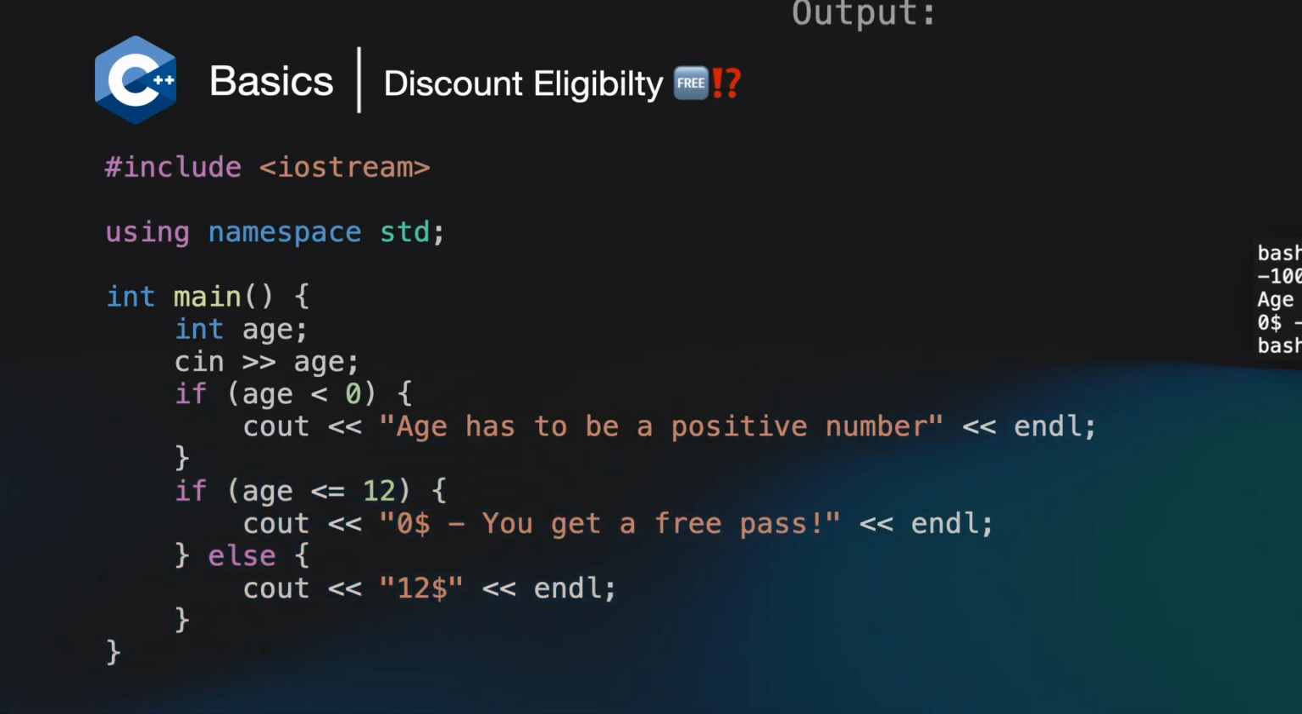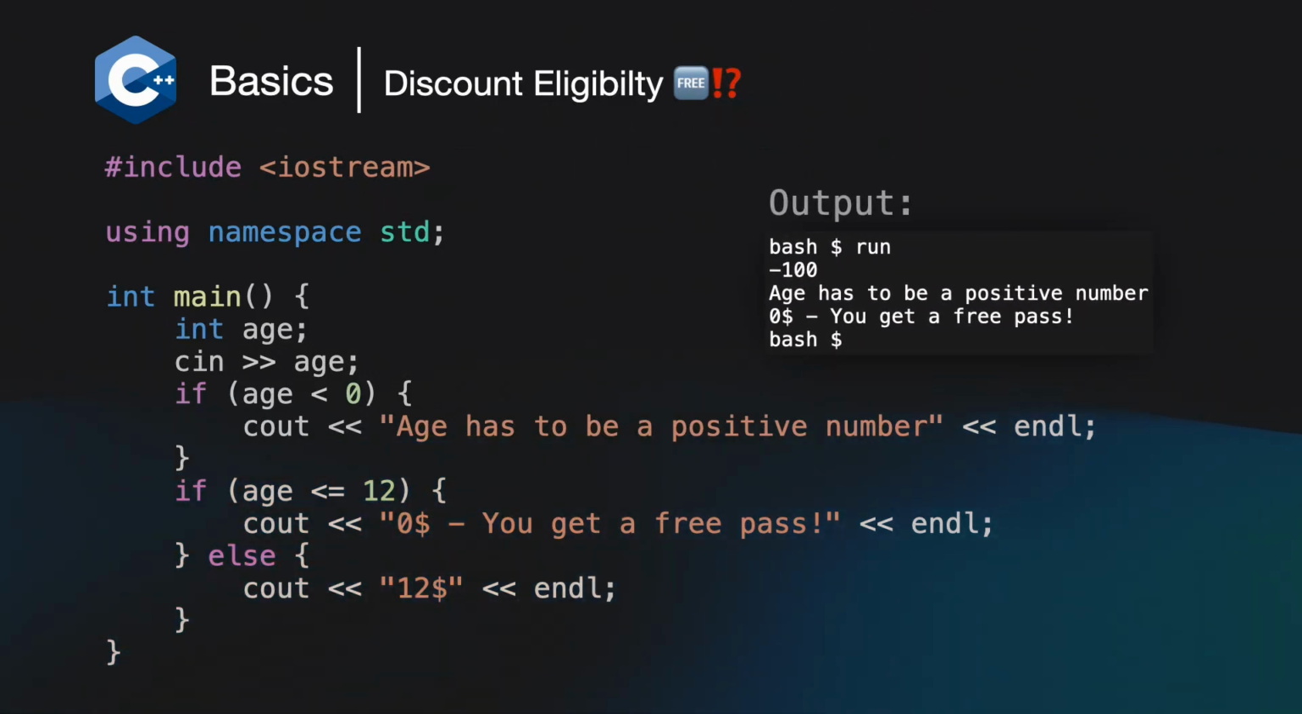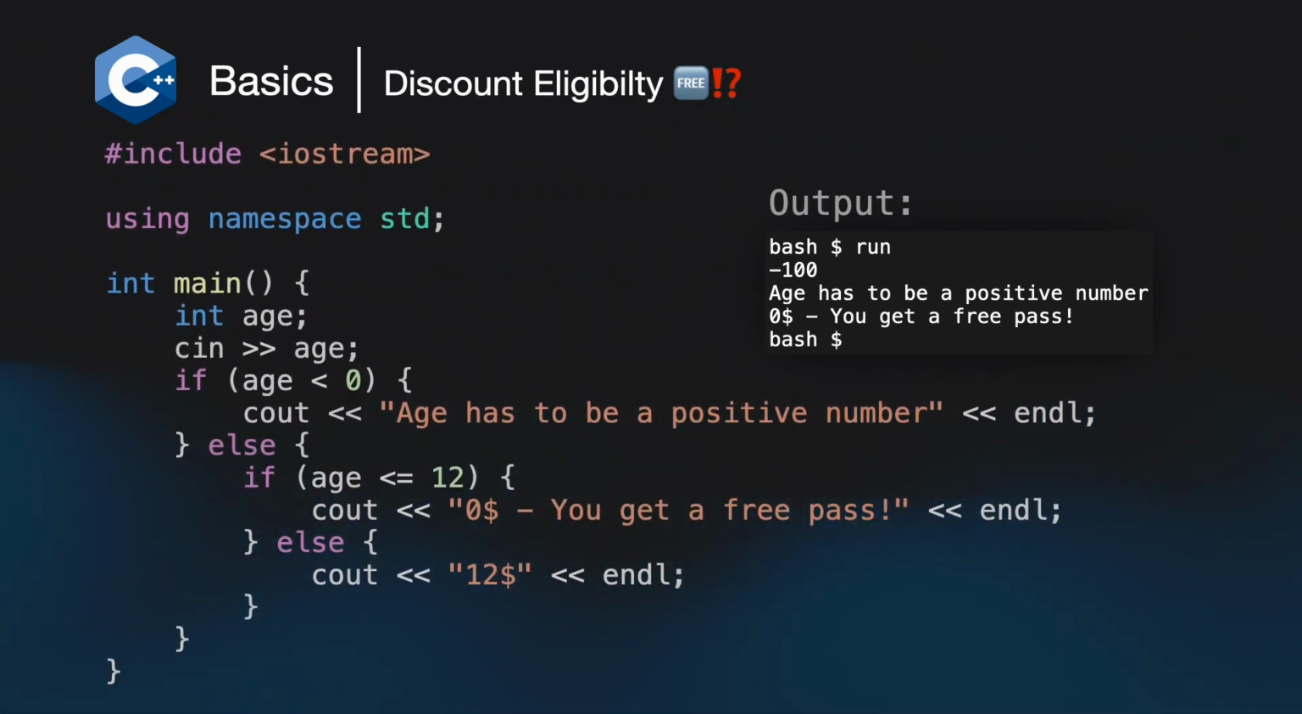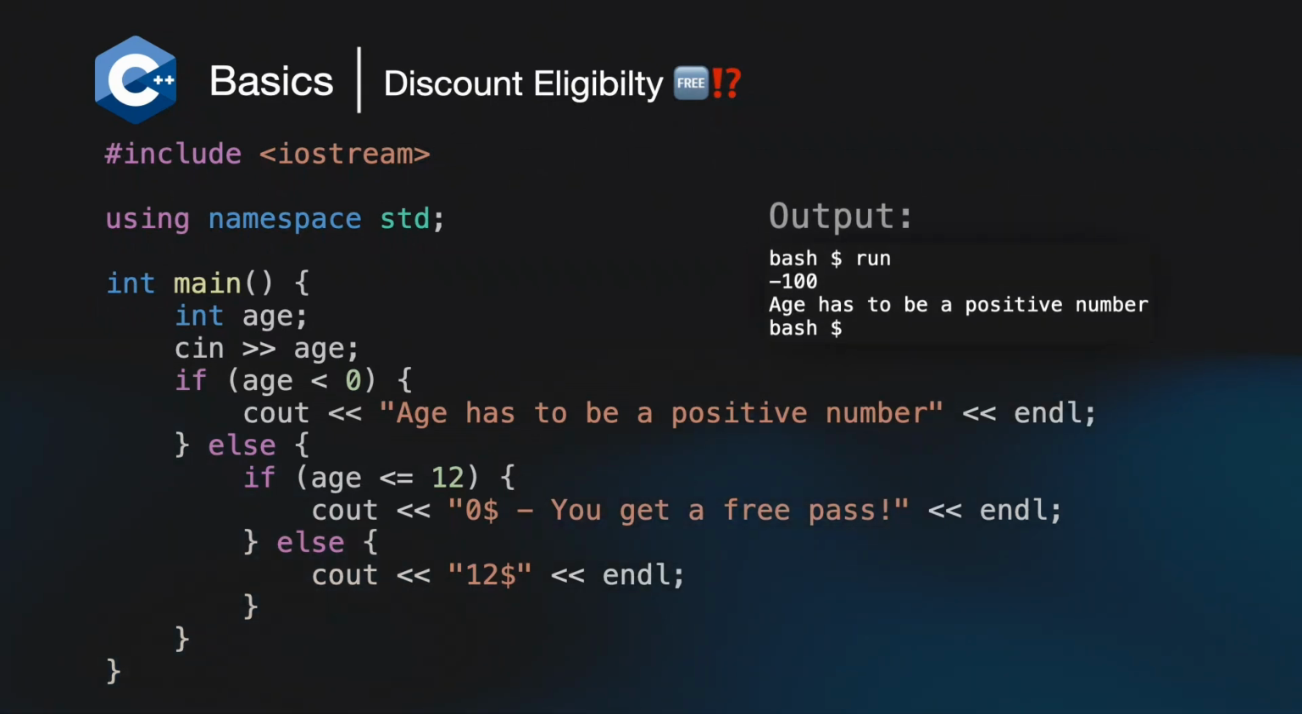However, if we add it as a separate if block, it'll print the error but won't stop our program. So we will still continue to the second if block and provide the free pass. To solve this, we can move the entirety of the second if statement to the first one's else clause. So it'll only check for the user's eligibility if the age isn't negative.